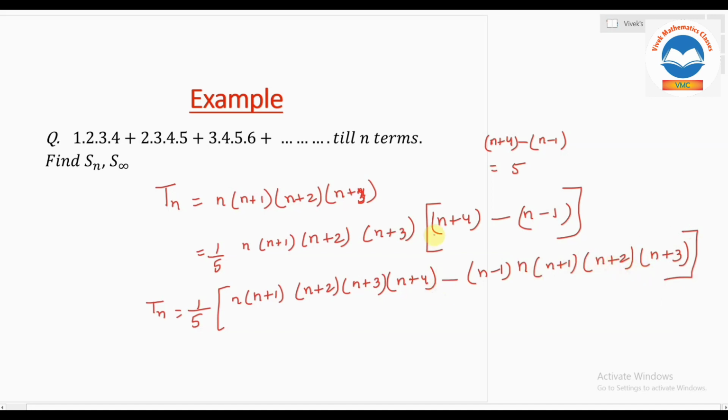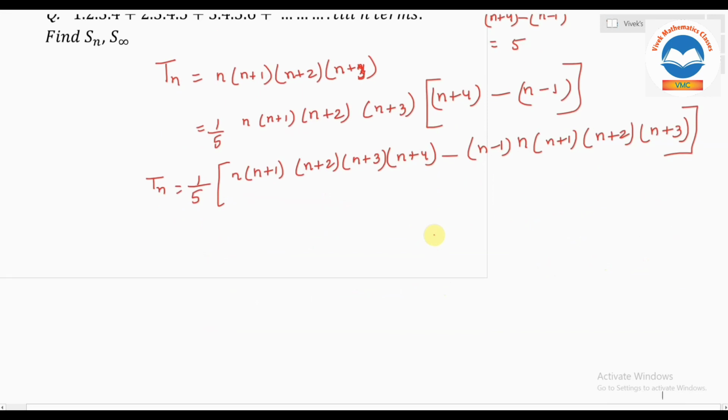Now what you have to do? We are getting Tn, we have split it into two terms. So if you want to find the first term t1, what will be your t1? t1 will be 1 by 5 into, start from 1 and take 5 consecutive numbers, so 1 into 2 into 3 into 4 into 5, minus the second term of t1, which will be 0 into 1 into 2 into 3 into 4.